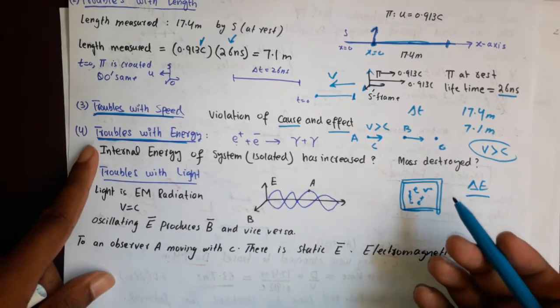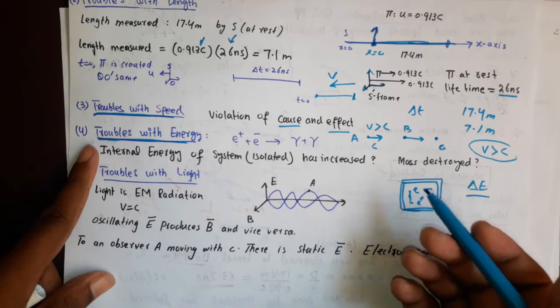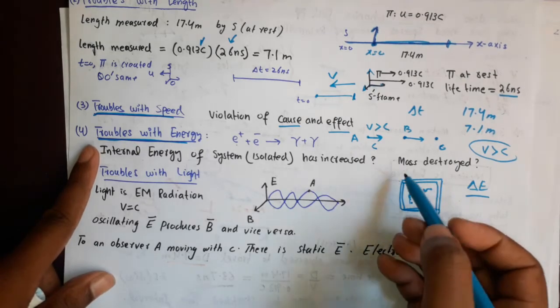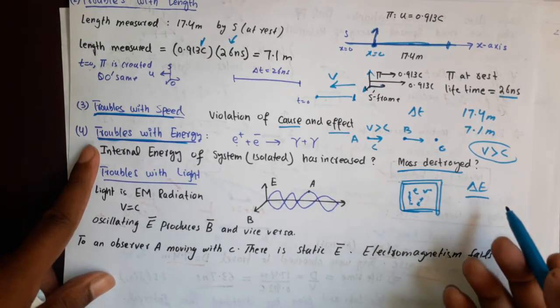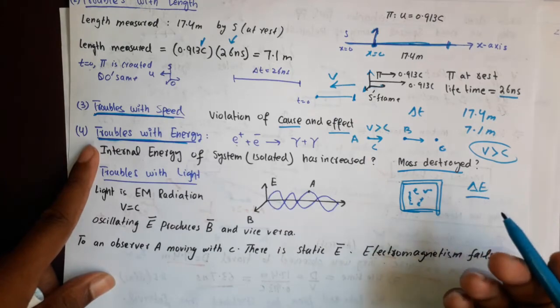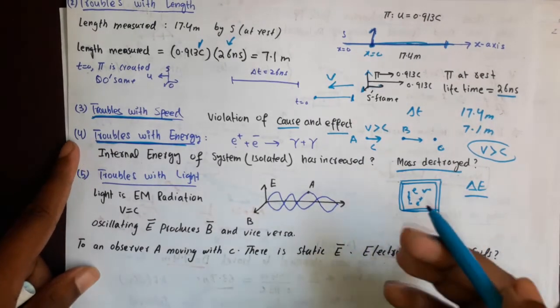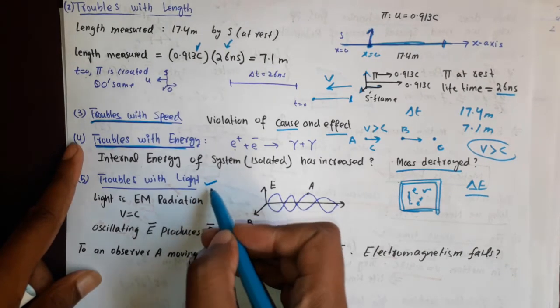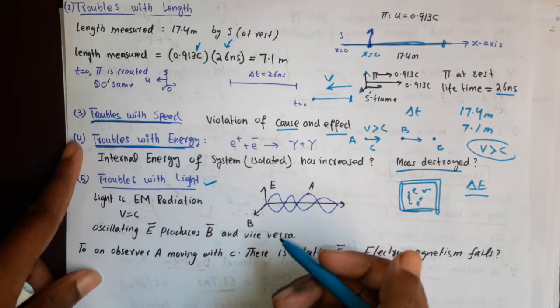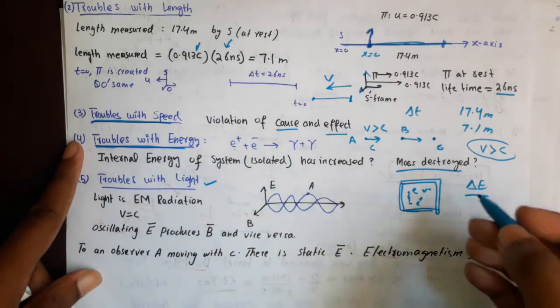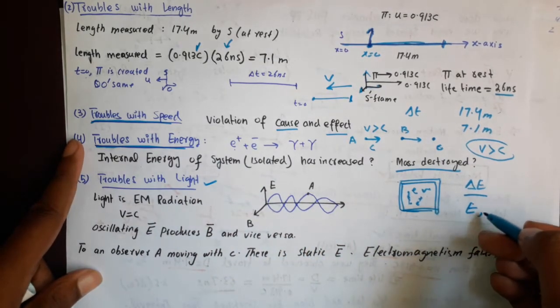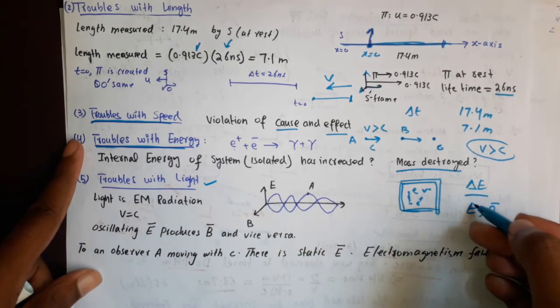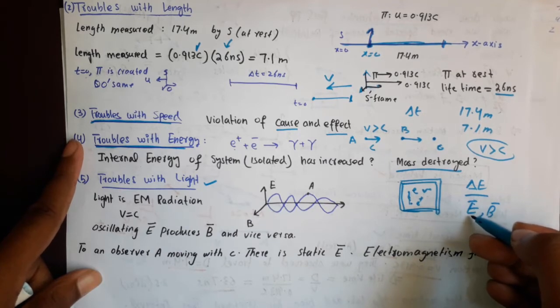So it means that we need to redefine the energy. And also you see here the mass is destroyed, which is against the conservation of mass. So that was the problem with energy. And there is another problem, which was with light. You know that light is an electromagnetic radiation in which we have electric field E and magnetic field B. This electric field is oscillating.